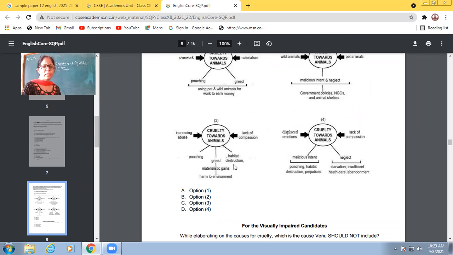Second is habitat destruction. So habitats of the animals are destroyed. It is one of the causes of extinction of various species, but it's not the reason of cruelty towards animals. So greed, poaching, almost the same points which were there in A. Let's see fourth one. Lack of compassion, yes.